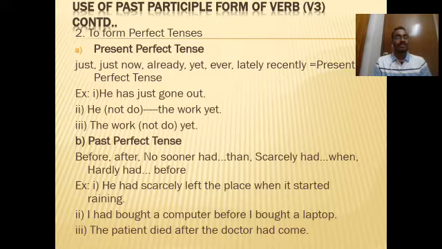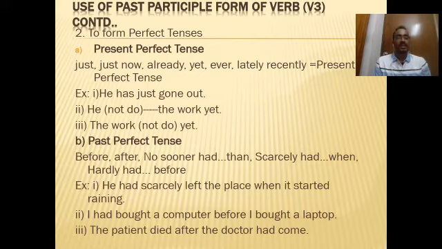He had scarcely left the place when it started raining. So here you see scarcely had when. He had scarcely left the place. With scarcely we have used the past perfect tense had left, and after when we have used the past indefinite tense. The second example: I had bought a computer before I bought a laptop. So the before conjunction is used here, and the first clause has been used according to the rule in past perfect tense, and the second clause is in past indefinite tense.